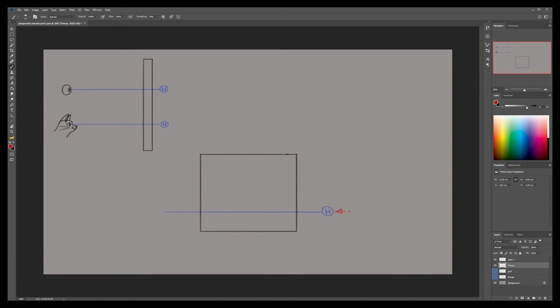The next thing we're going to do is add some vanishing points. All vanishing points have to be on the horizontal line. There are some exceptions, but that will be another tutorial. There is also no limit to how many vanishing points we can add, and from these vanishing points we'll get our perspective. I'm just going to add a little bit of text here.